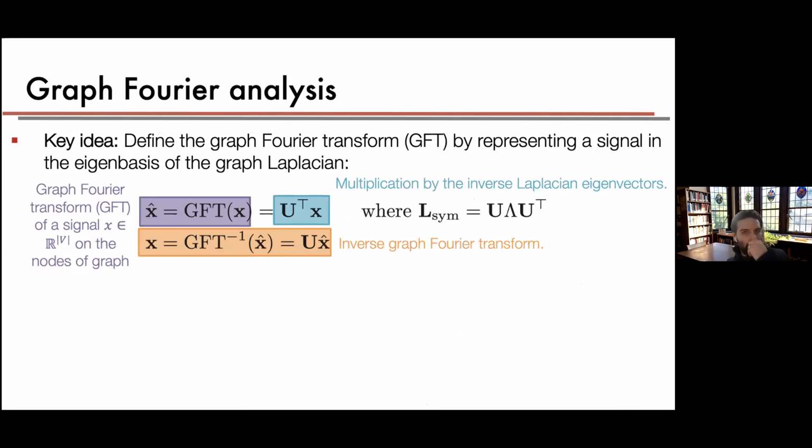So now, based on that idea, we can define a graph Fourier transform by representing a signal on the eigenbasis, which in this case would be eigenvectors of the graph Laplacian. A graph Fourier transform of a signal on a graph is just the multiplication of that signal by the transpose of the eigenvectors of the Laplacian matrix. The inverse graph Fourier transform just multiplies by the eigenvectors themselves because these are unitary matrices, those are inverses of one another.